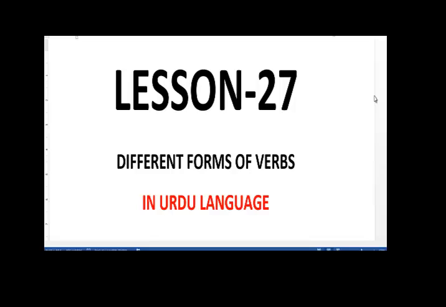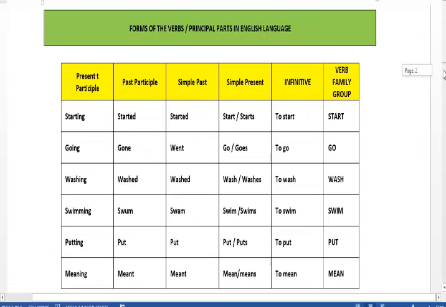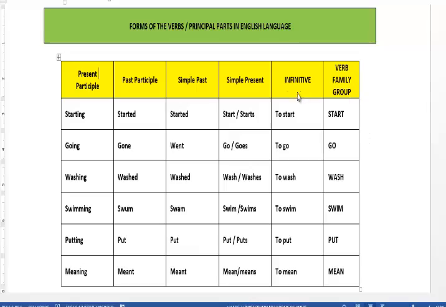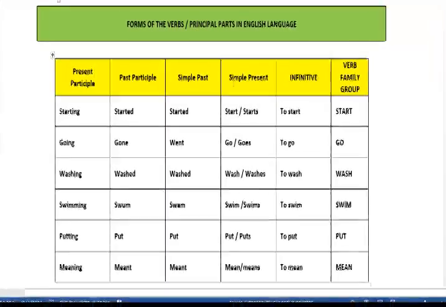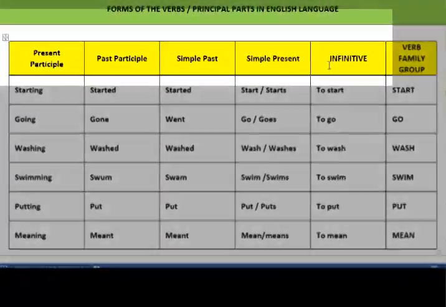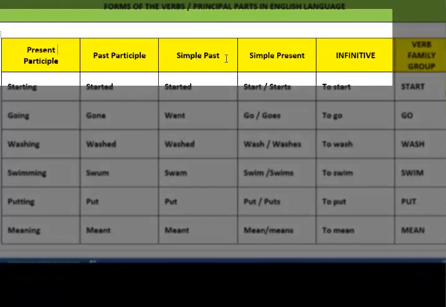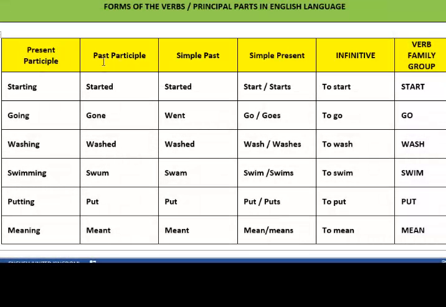There are different forms of verbs we use in English language as well as in Urdu language. When I'm saying different forms, it means the verbs which are used with respect to time. When a verb is explained with respect to time, then the shape of the verb also changes. For example, in English language, we can find 5 different principal parts or forms of the verbs. They are infinitive or simple present, simple past, past participle, and present participle.